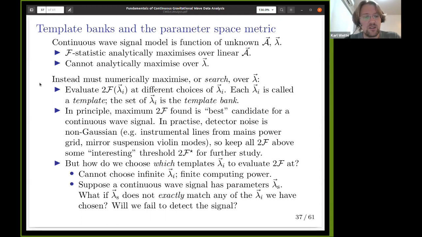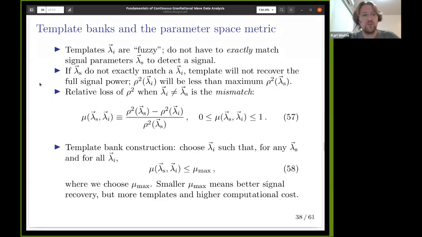The good news is that isn't necessarily the case, because the templates that we search, these lambda i, are in some sense fuzzy. So we don't have to get an exact match to our signal parameters in order to make a detection, which is good. The caveat is that if we don't get an exact match between our template and our signal, we won't recover the full power that's present in the signal. So if we evaluate our signal to noise ratio rho squared at one of our templates, that will be less than if we evaluate at the maximum value, which is given by rho squared at lambda s.